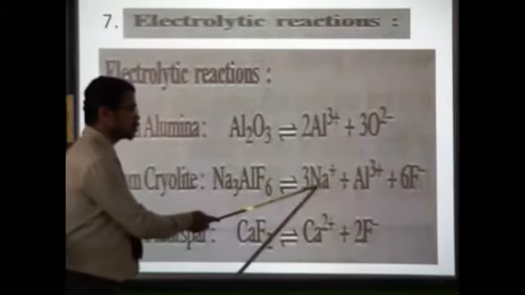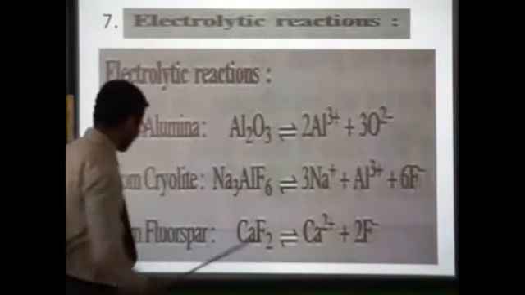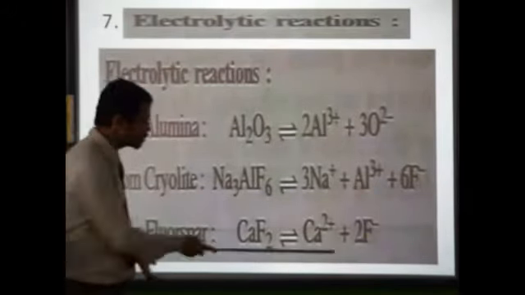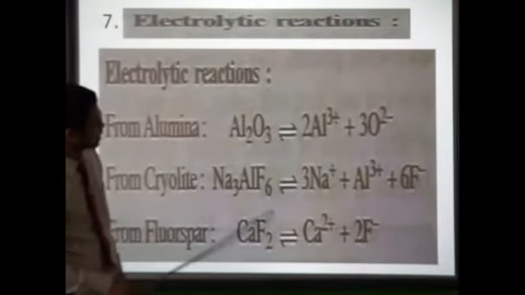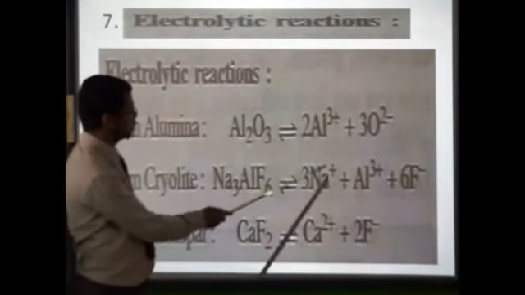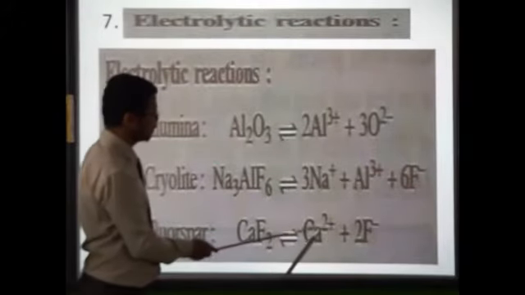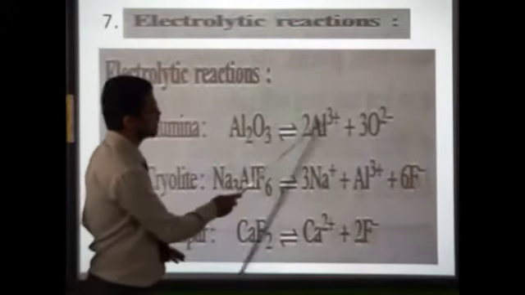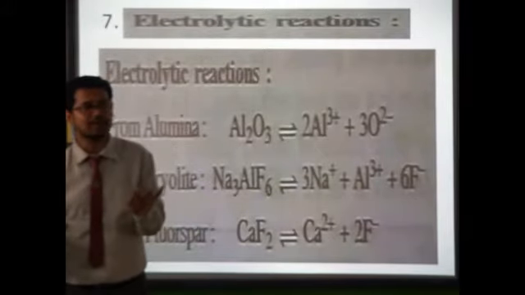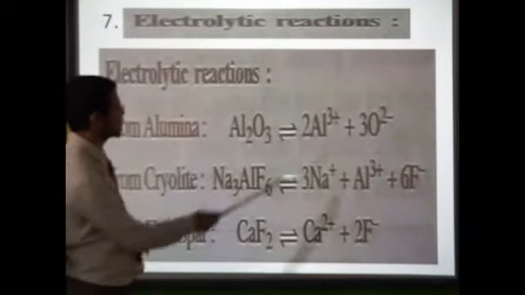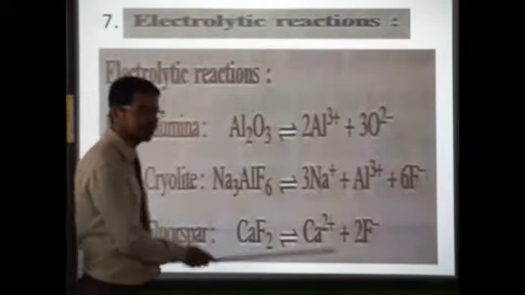Cryolite decomposes into sodium ion, aluminium ion, and fluoride ion. Fluorspar decomposes into calcium ion and fluoride ion. Now, how many positively charged ions are there? 1, 2, 3, 4. That means these are the same, so there are 3 types of cations: aluminium, sodium, and calcium.